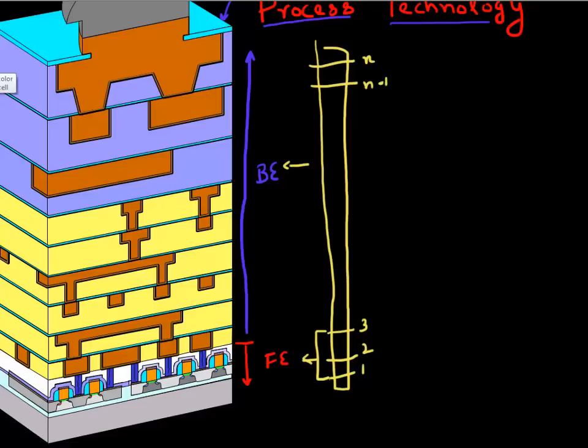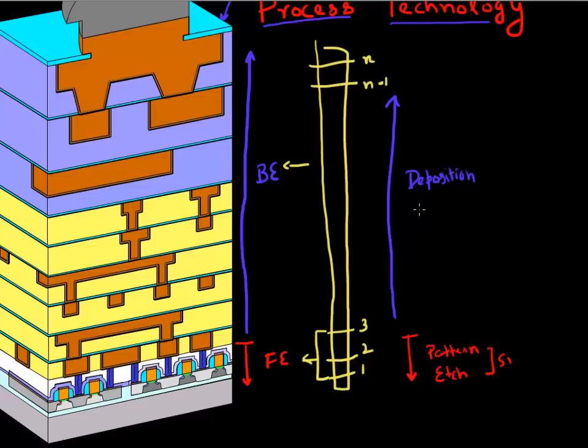Another reasoning that people give is that these front end processes involve things that you etch into the silicon. So these are patterns or etch steps that you do into your silicon substrate. And these back-end process steps involve primarily deposition of layers on top of the silicon. So these typically involve growing things on top of silicon. And so that's one reasoning that people give.